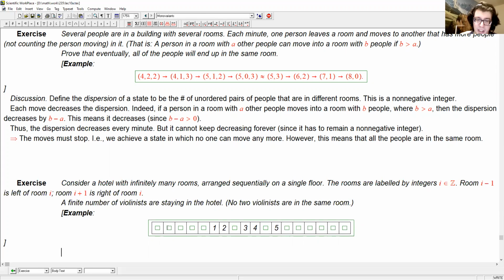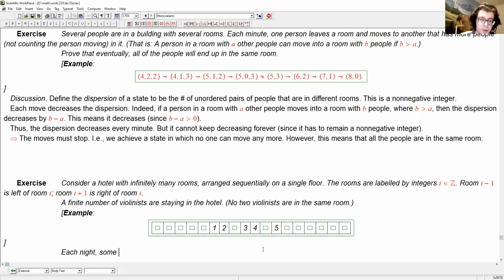Of course, I cannot draw an infinite hotel, but I can draw a finite part of it. And since there are only finitely many violinists, there is a finite part that fits them all. So here is, for example, 5 violinists. Every cell is a room. So this room has 1 violinist, this room has 1 violinist, this room is unoccupied, and so on.